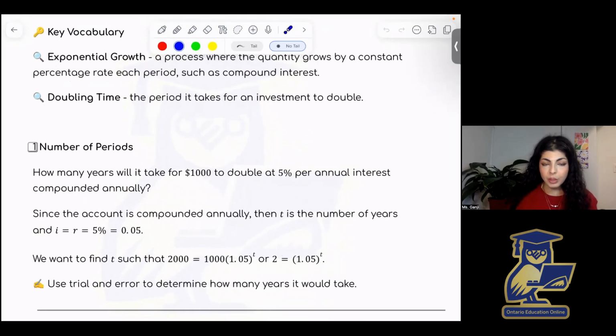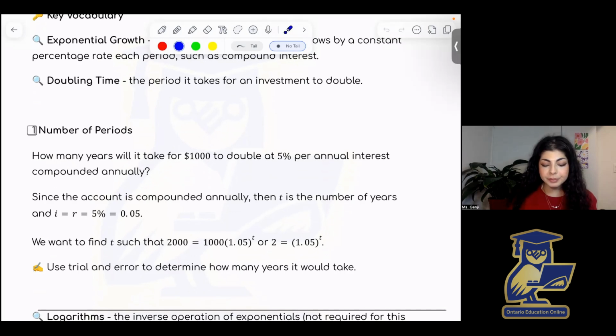So our first question, we're going to be actually solving for the number of periods. How many years will it take for $1,000 to double at 5% per annum interest compounded annually? So, we've seen questions like this for exponential functions where we were solving for the exponent part. So, this is similar. Now we're also solving for the exponent here. And since the account is compounded annually, we do know that the interest per period is going to be the same as the rate, which is 5% or 0.05.